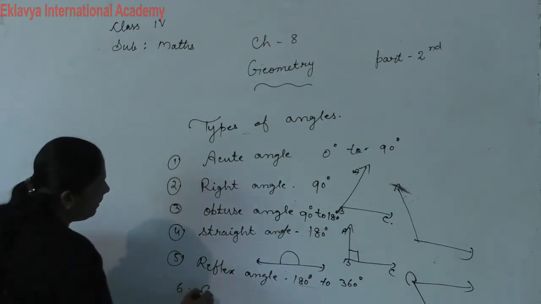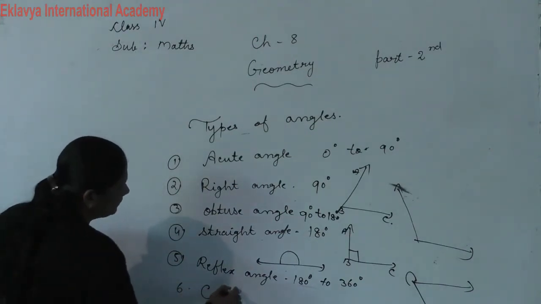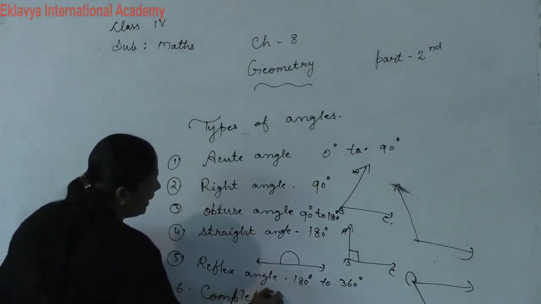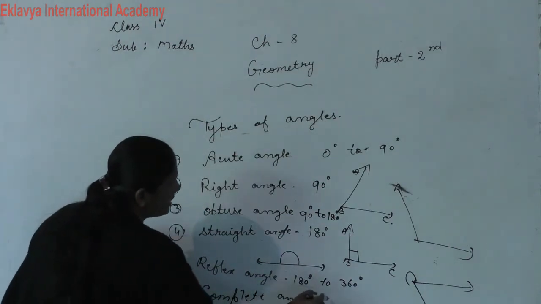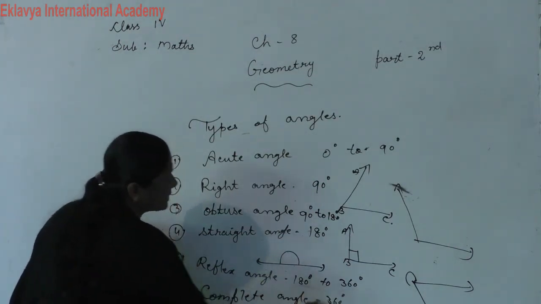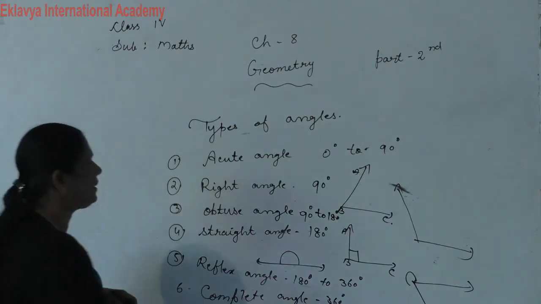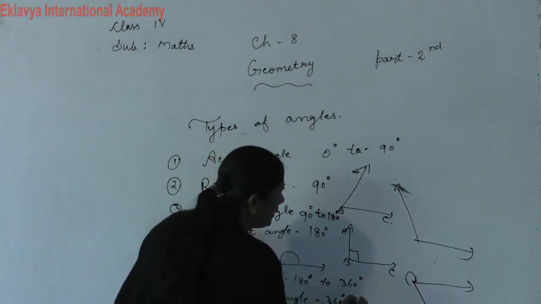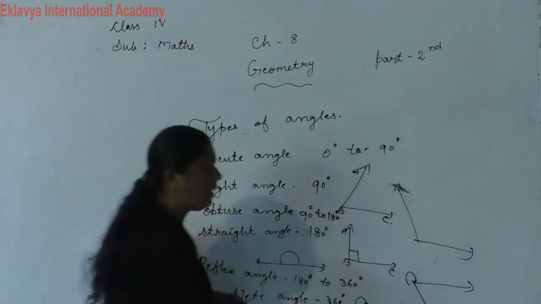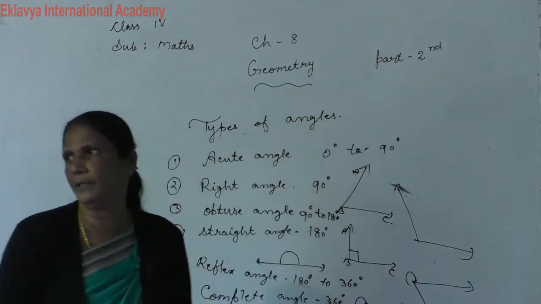Next, complete angle. 360 degrees is called a complete angle.